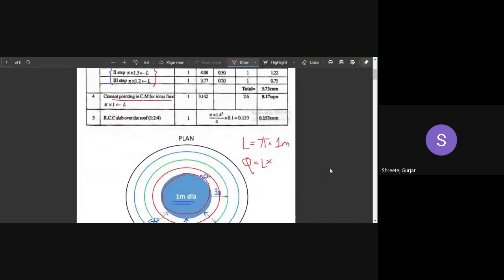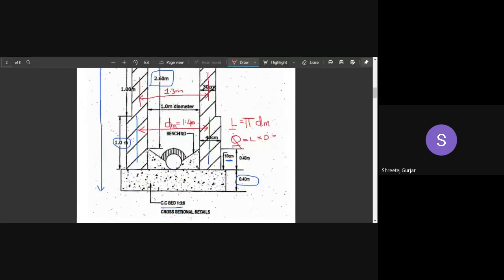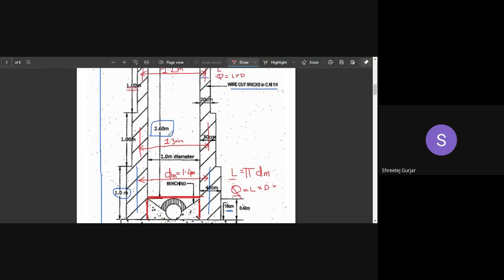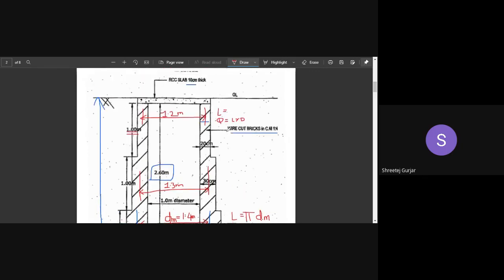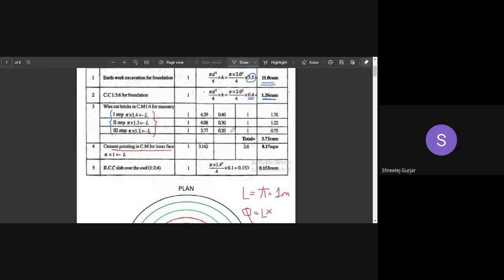Okay, so entire thing is 3 meters, but we need to deduct something. Because of this benching which is provided till this level, we will consider for plastering. Below this, we do not need plastering, right? Below this level, we will not plaster. We will consider up till here only, not the entire 3 meters. So it is 2.6 meters. For plastering, we will consider the height as 2.6 meters. So that is what we have written here, 2.6 meters height, and then pi into 1 meter, we will get the total quantity as 8.17.